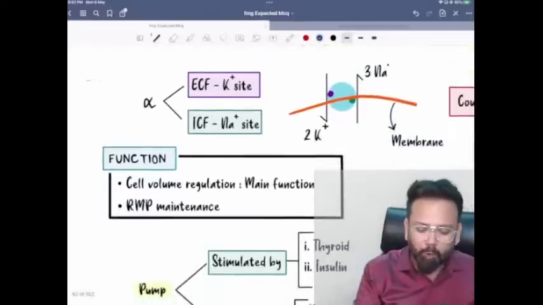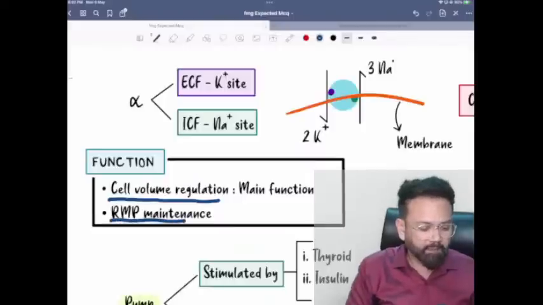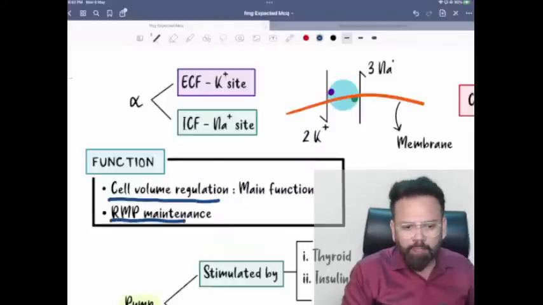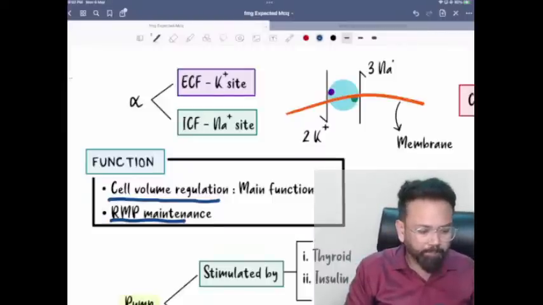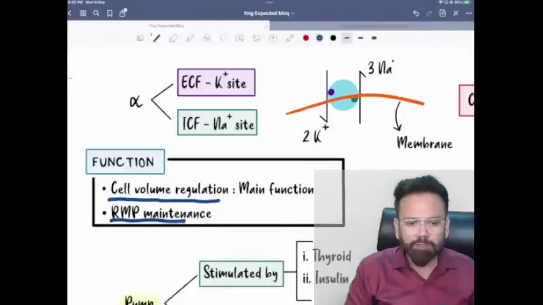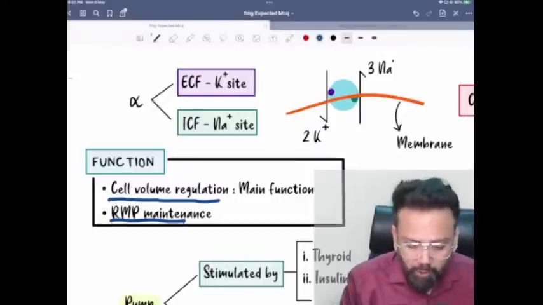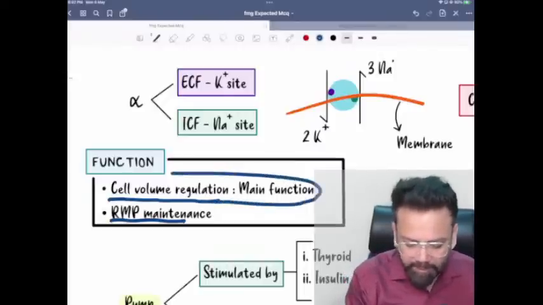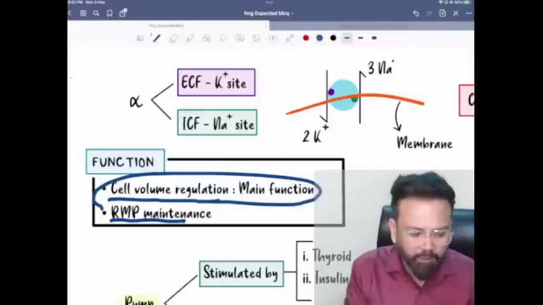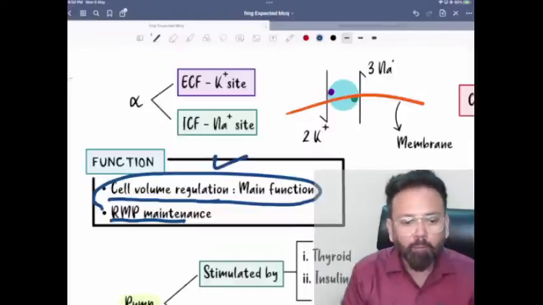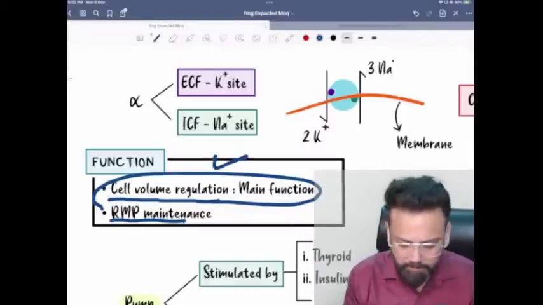Now, which is the most important function of the sodium potassium pump: cell volume regulation or RMP maintenance? Most doctors answer RMP. No, the answer is cell volume regulation. RMP maintenance is the second most important, but cell volume regulation is more important in comparison to the RMP. Good.